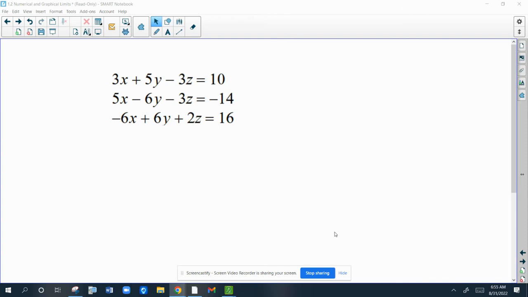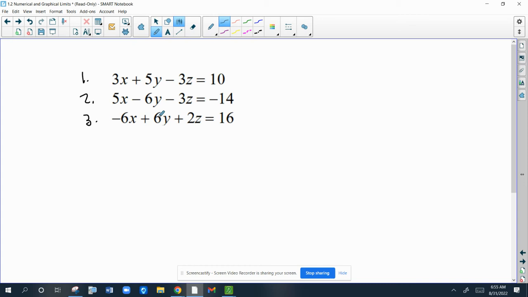This is one way to solve a system of three equations and three unknowns. Basically, what we're going to do is pick a variable to eliminate, and we're going to eliminate it twice. And then we'll break this down to a normal two-equation system with two unknowns.